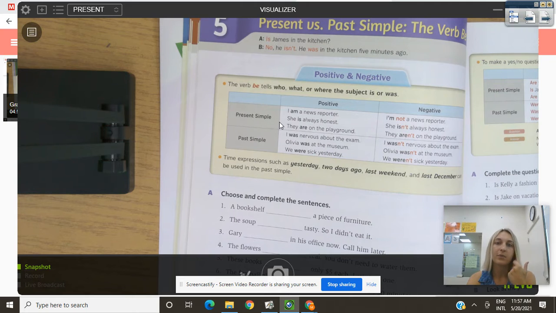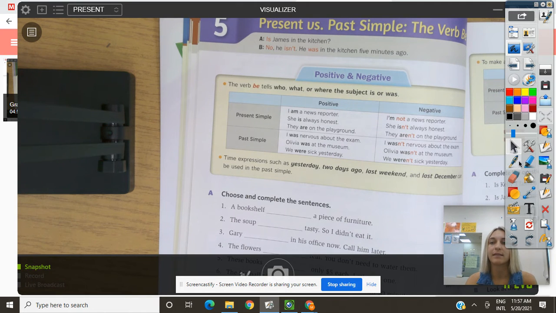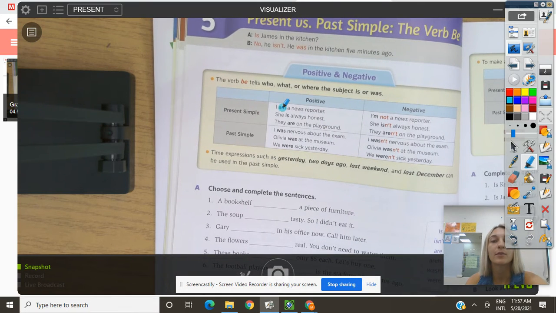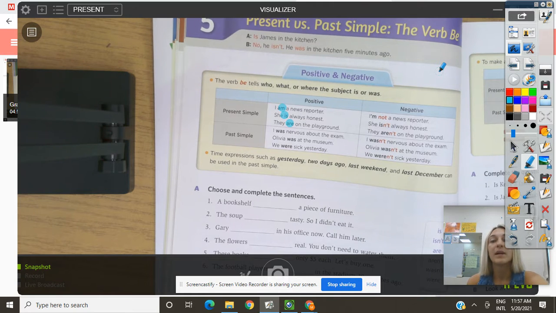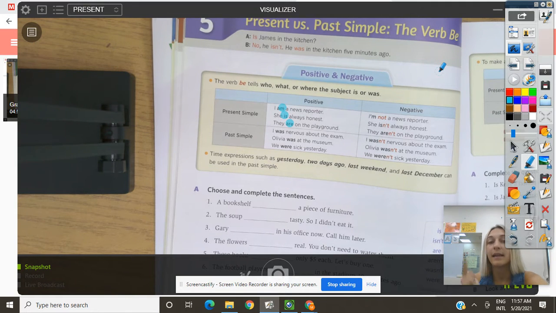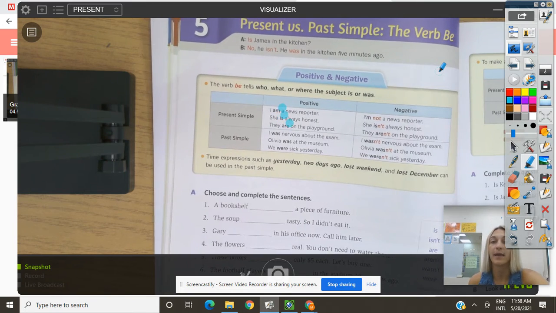First, let's look at the present simple, present tense, things happening now. I am a news reporter. She is always honest. They are on the playground. For the present tense, be, we say am for I, is for he, she, or it, and are for they.